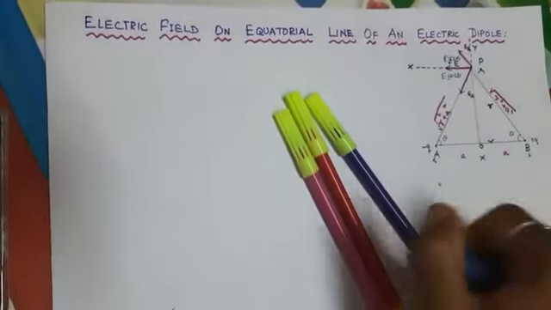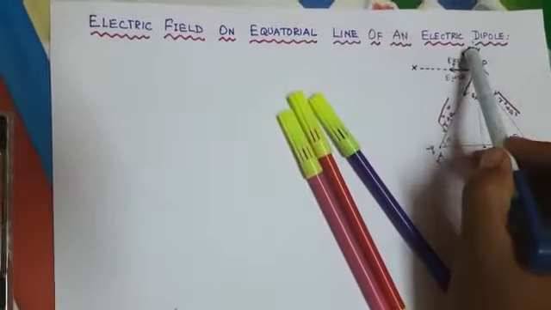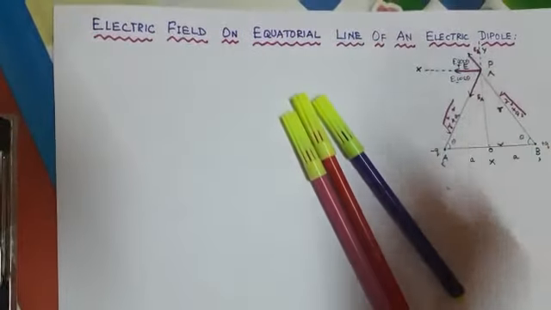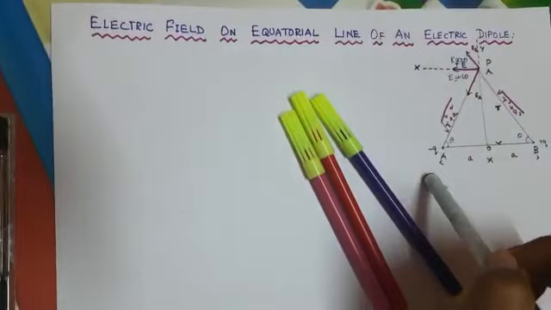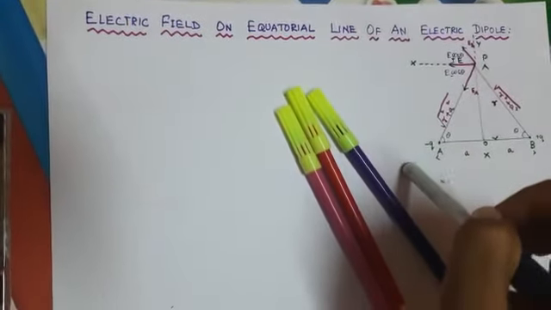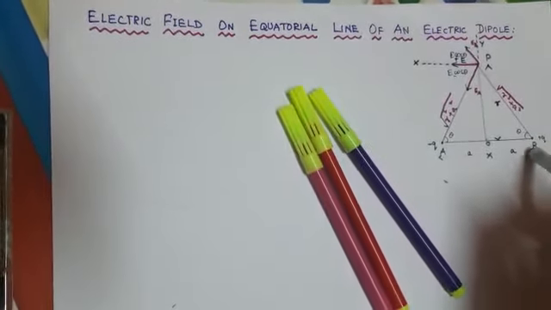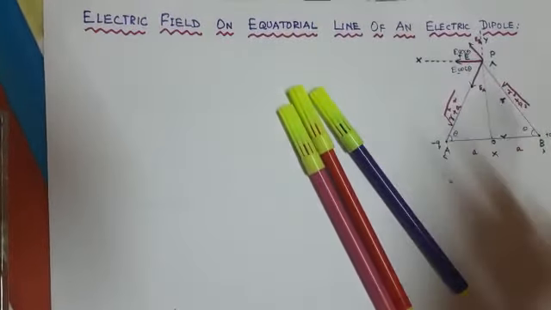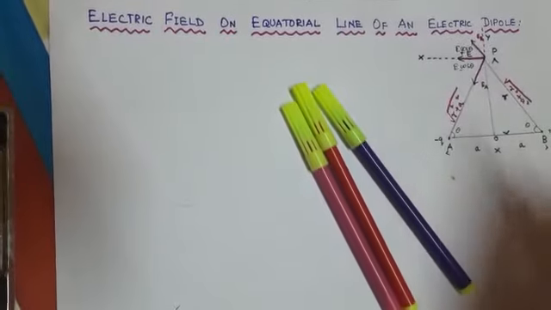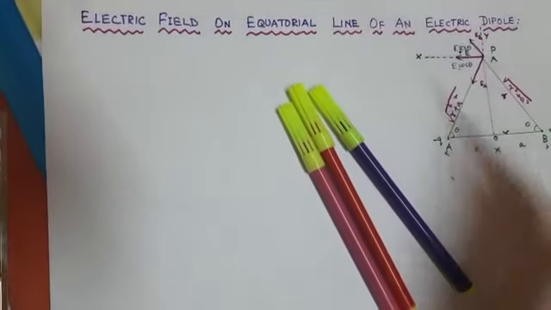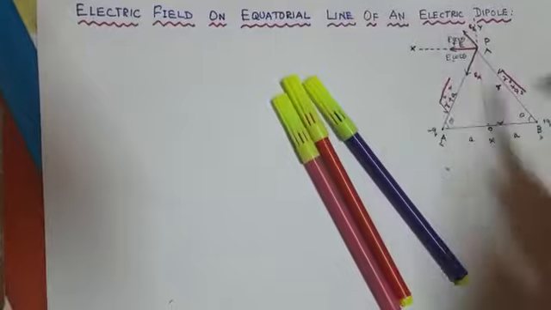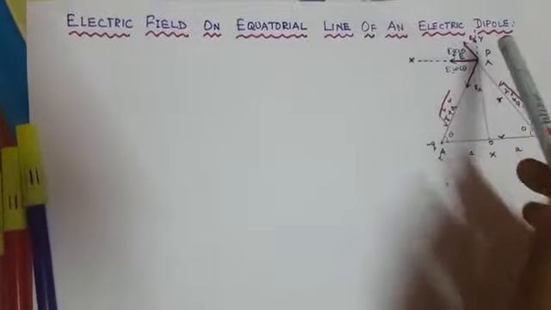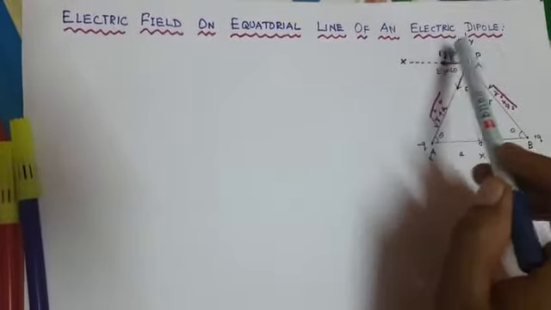Let EA and EB be the electric fields at point P due to the charge minus q and plus q respectively. So what is the resultant electric field at point P? We are going to find the resultant for this. Before that, if it is an axial line, we will be taking EA plus EB directly.